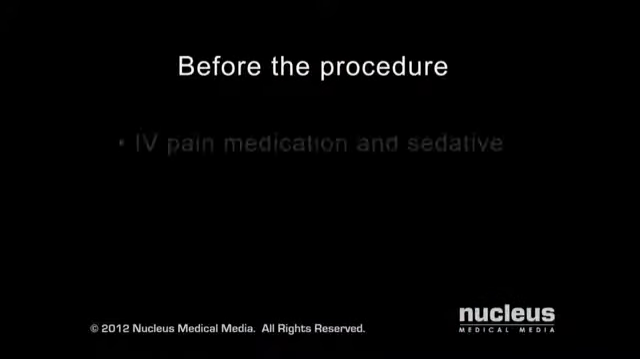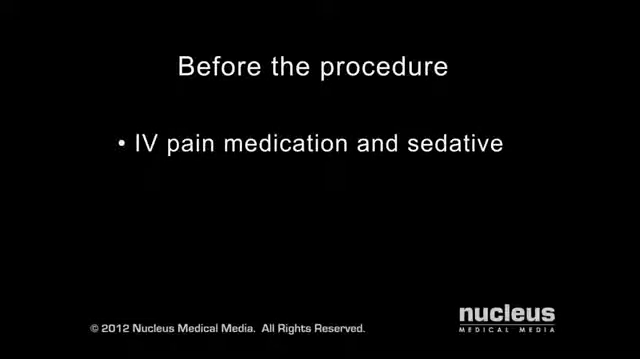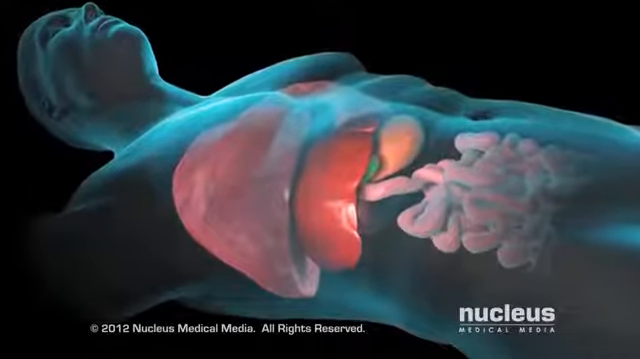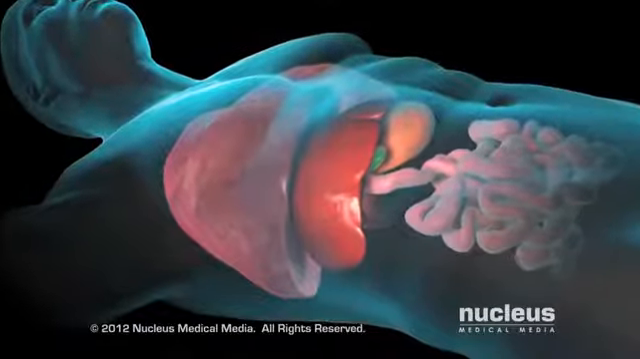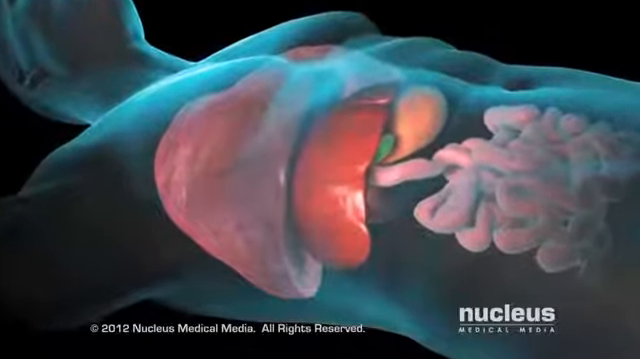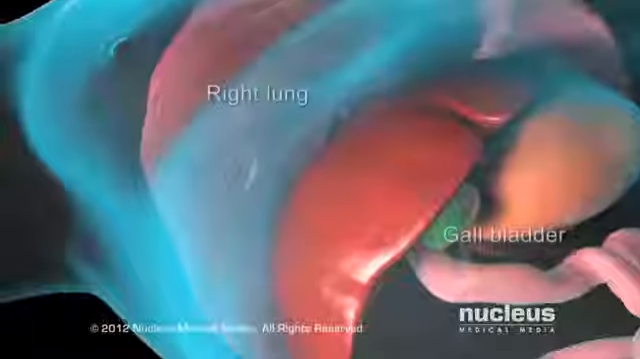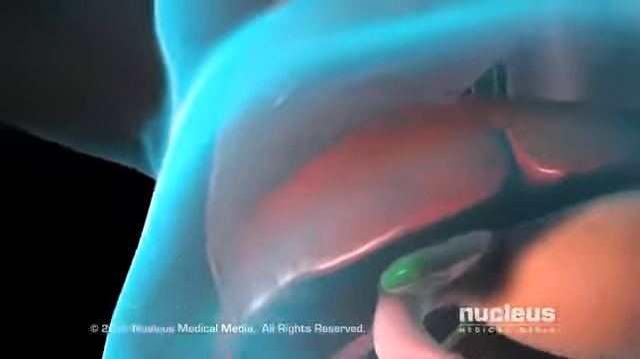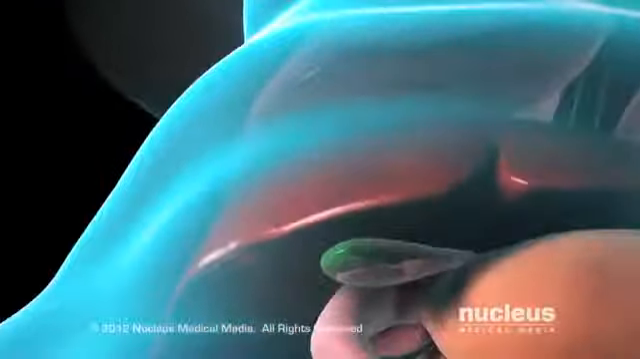Before the procedure, an IV line will be started, and you may be given a sedative to help you relax. A liver biopsy is done with local anesthesia, so you will be awake during the procedure. You will be asked to lie on your back with your right arm above your head. You will need to lie as still as possible during the procedure. The right lung and gallbladder are close to the liver, and moving could cause damage to these organs.